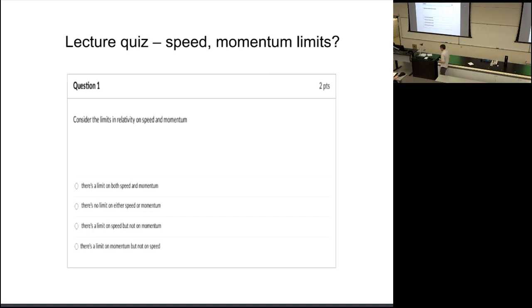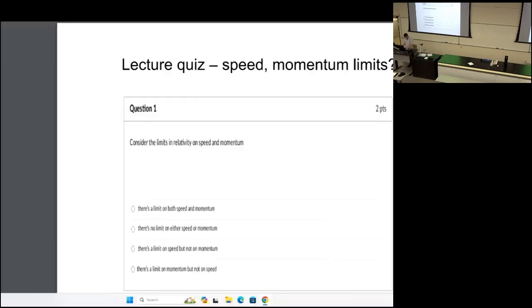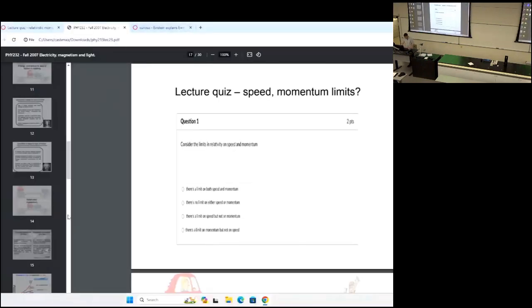Okay. Quiz question. This is about speed and momentum in relativity.